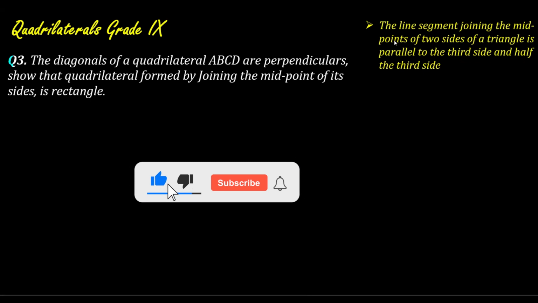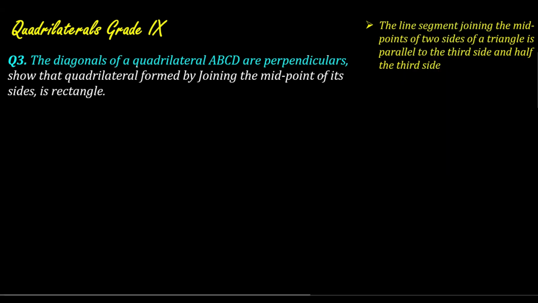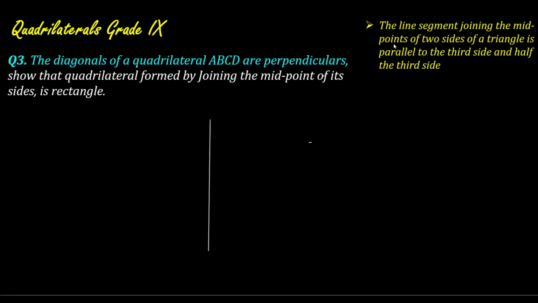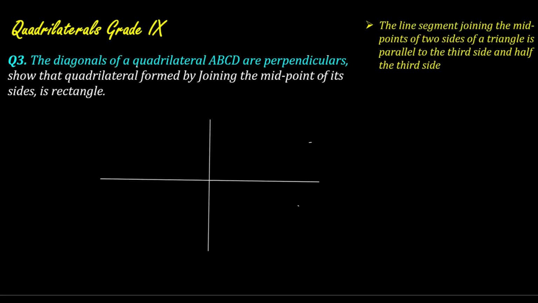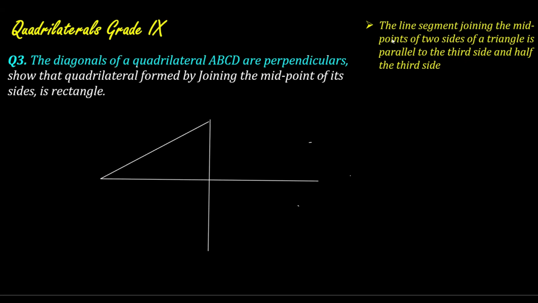In the third question, it says that the diagonals of a quadrilateral ABCD are perpendicular. So before we read further, let's make two perpendicular line segments representing these diagonals. I'm first making the diagonals, so I can figure out what kind of quadrilateral it is going to be. Now further, I'm going to join these points to make a quadrilateral.